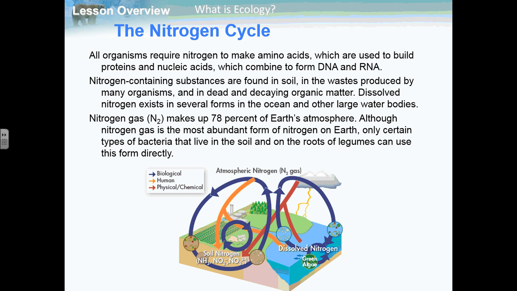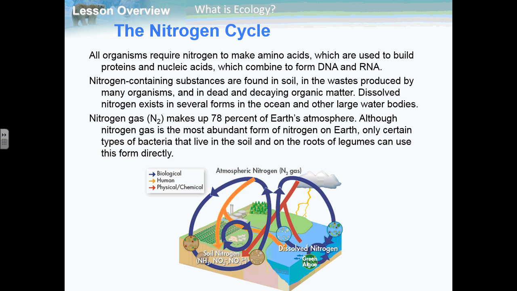The nitrogen cycle, another example of recycling in the environment. Nitrogen, obviously very important. It makes up a primary component of amino acids, which are used to build proteins, and nucleic acids, which we know are critical to the functioning of any living organism. And so nitrogen can be found in soils, in waste products of organisms, dead and decaying organic matter, and can be dissolved in several different forms in water.